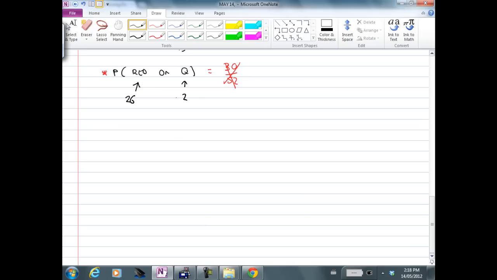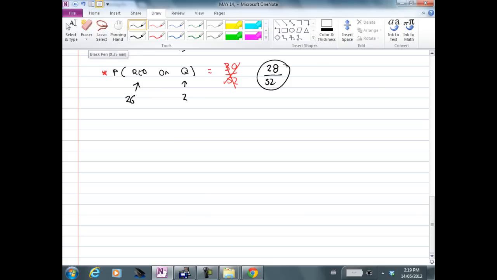I remove all the red cards out, and then I have 2 queens left. I'm going to take those 2 queens out also. So in total, I have 28 cards over 52. So the probability of getting a red or queen is 28 over 52 using logic. Tomorrow I'm going to show you a formula for this, but for now I'm going to show you how to do it with logic.